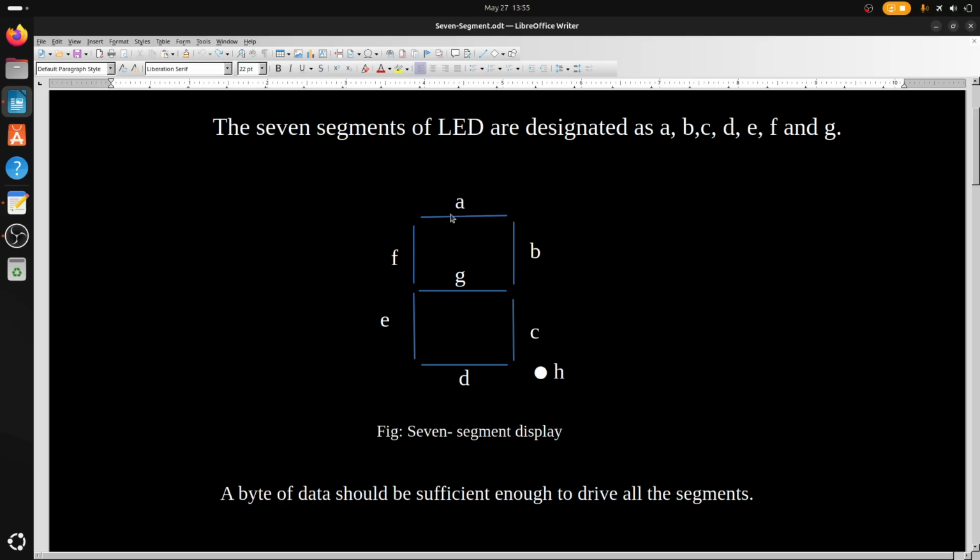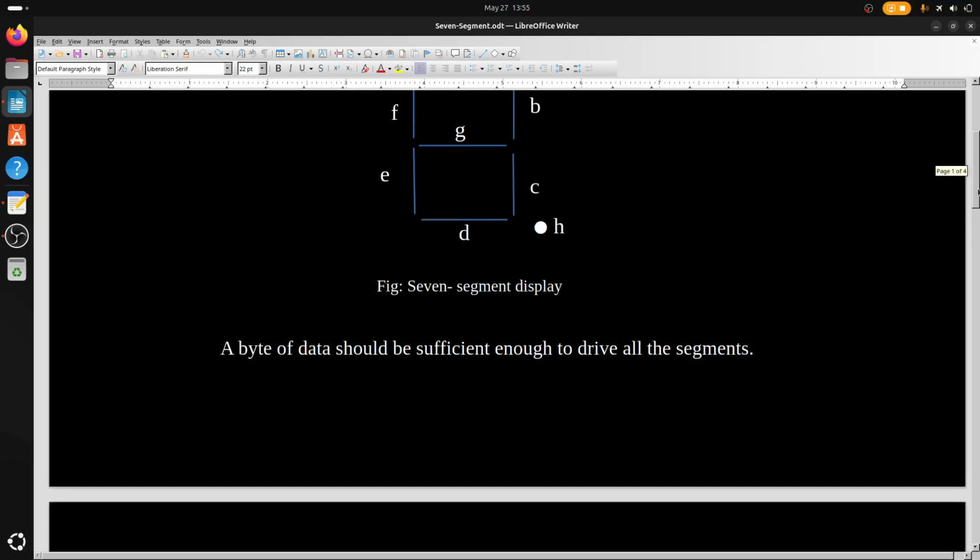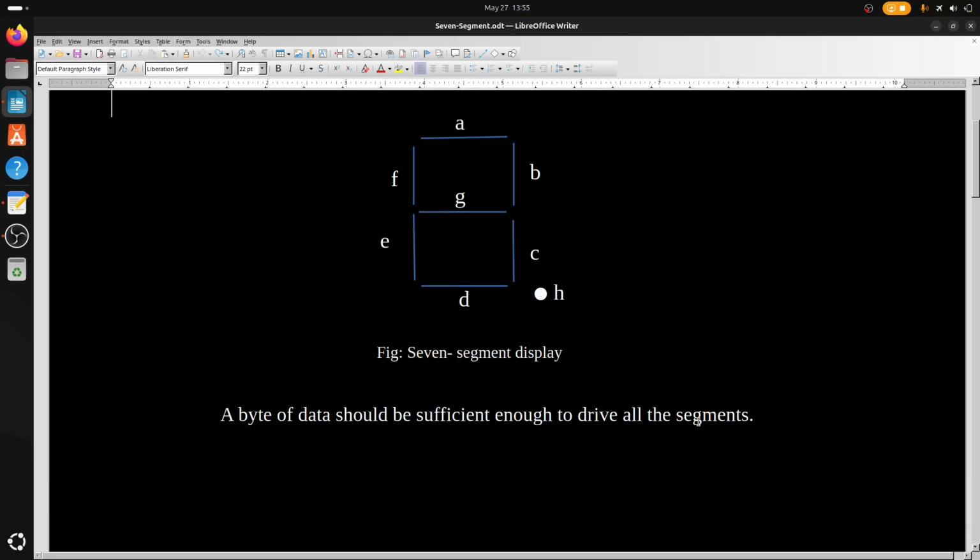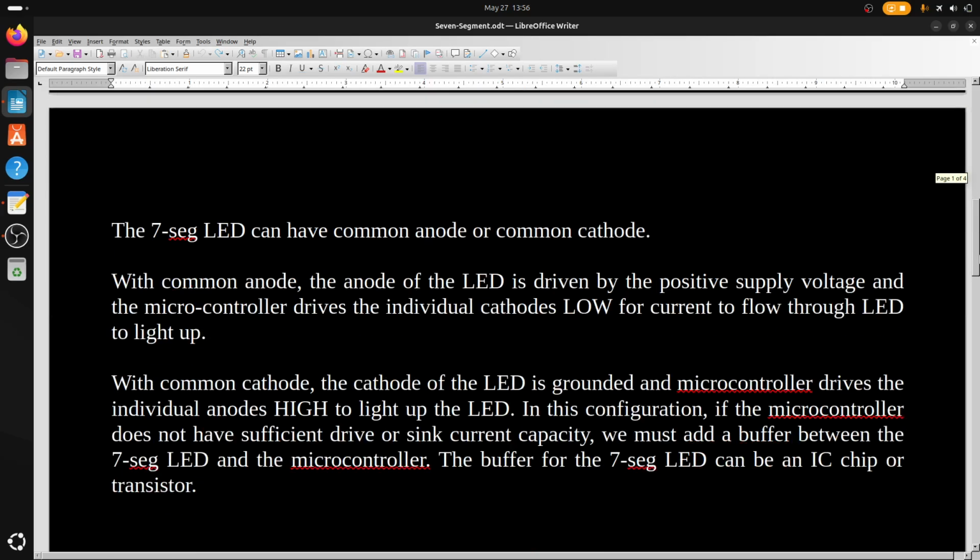So this is the 7-segment display, and it is composed of several leads. Lead 1, 2, 3, 4, 5, 6, 7 and 8. This dot is also a lead, okay? A byte of data should be sufficient to drive all the segments, because a byte contains 8 bits, right? And the leads are also 8 in total. So if all 8 bits are set, then it can turn on the 8 leads.